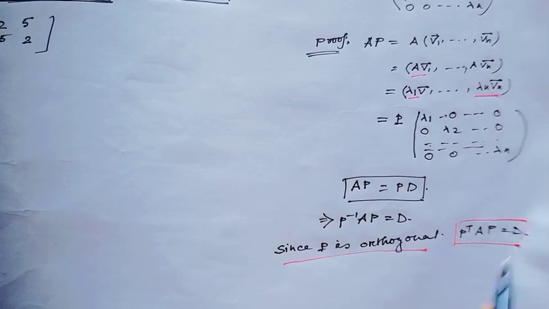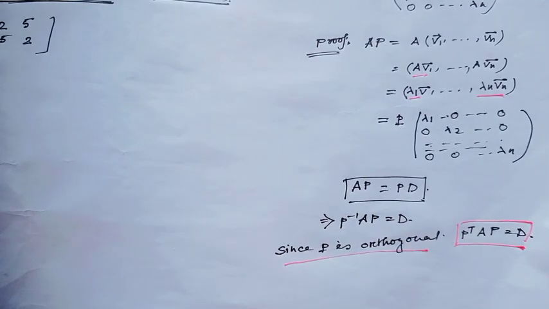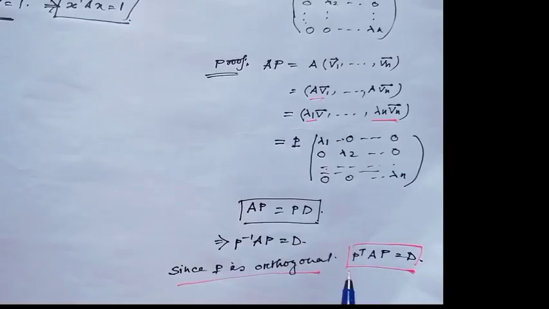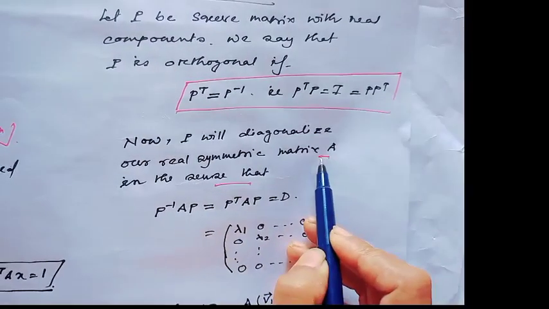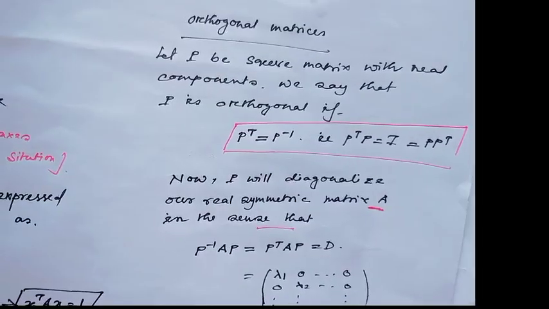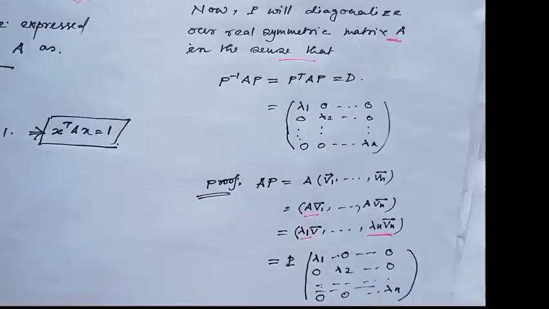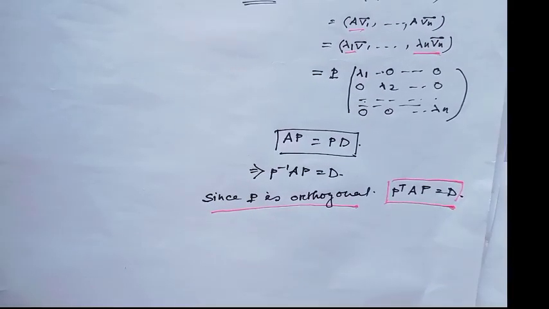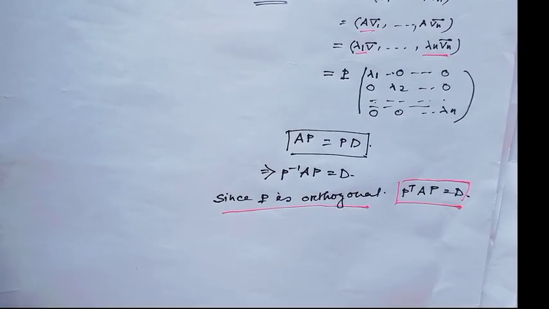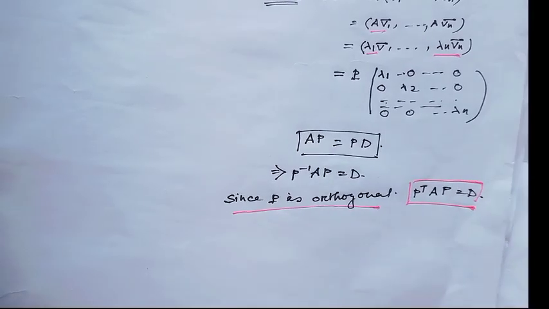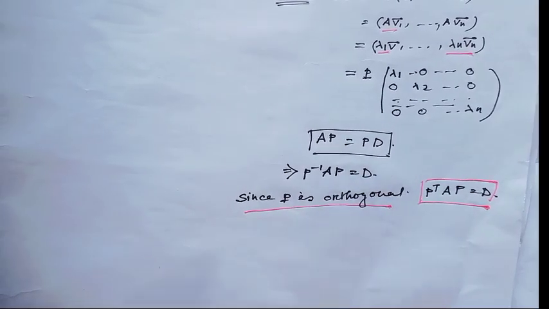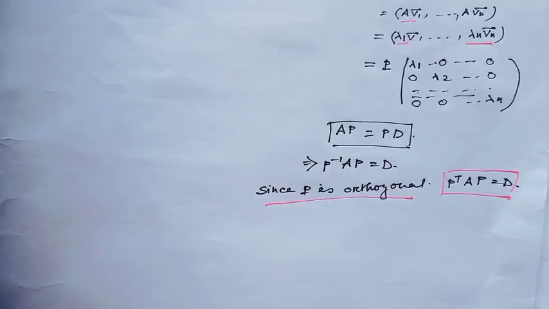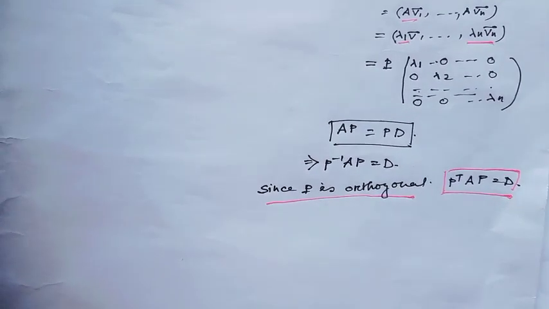Okay, and this is the actual idea of diagonalization. Here the matrix P diagonalizes our real symmetric matrix in the sense that P inverse AP equals the diagonal matrix D. We all know this is the idea of diagonalization. In my previous video I defined this topic elaborately. Today I will use this concept again, so I have mentioned this part again.